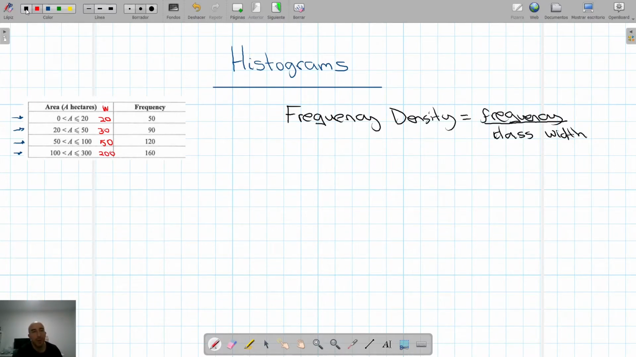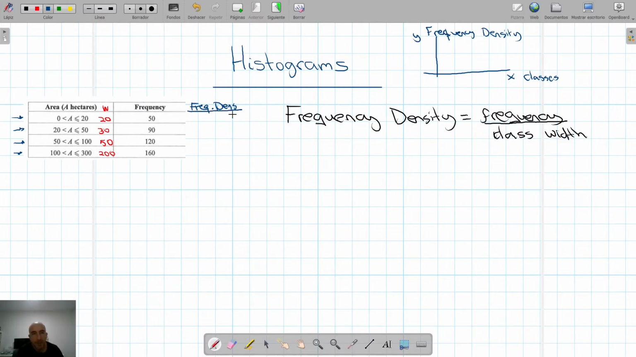Okay, so in a histogram, on the x-axis we're going to have the classes, but on the y-axis we're going to have the frequency density. So I recommend you add another column to your table calculating the frequency density.